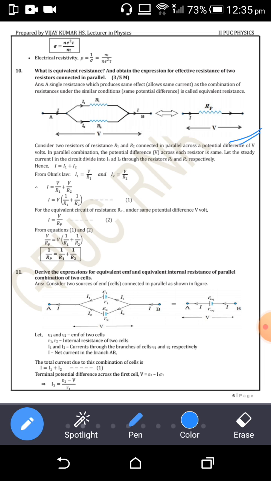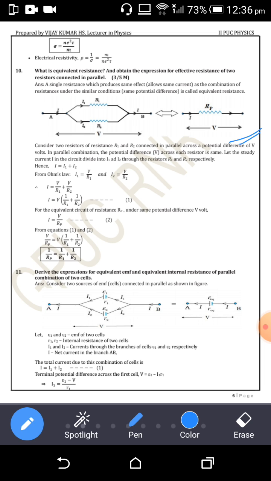According to Ohm's law, I is equal to V by R. Applying the same to the first and second resistor, I1 is equal to V by R1 and I2 is equal to V by R2. Therefore I is equal to V by R1 plus V by R2. Since V is common, we take it out: I is equal to V into 1 by R1 plus 1 by R2, which is equation 1.